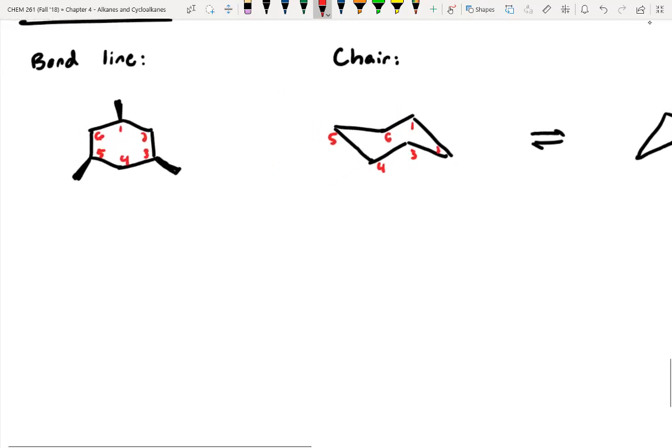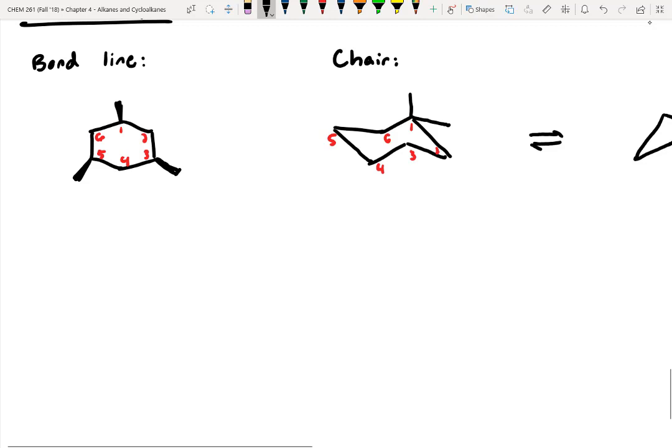What I did for my bond line structure was I numbered it going clockwise, just arbitrarily. In this case, I could have numbered position 1 where position 3 is. It doesn't really matter. Then in my chair, I also numbered going clockwise. It's important to keep things consistent. So position 1 in my chair structure, I should have an axial substituent sticking straight up and down like that, and an equatorial substituent that is parallel to the bond line between 5 and 6, right?